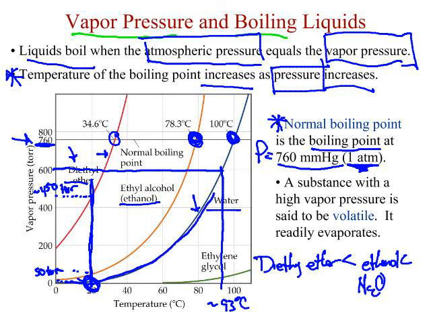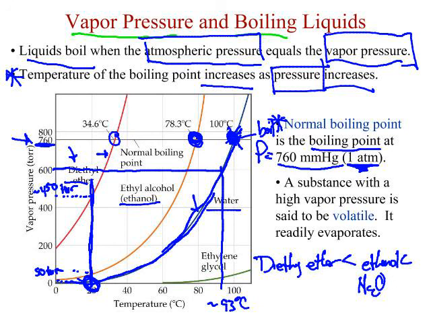If we raise the temperature, its vapor pressure goes up, and up, until it hits 760 torr. At this point, it is going to boil. So that is one way we could cause something to boil.